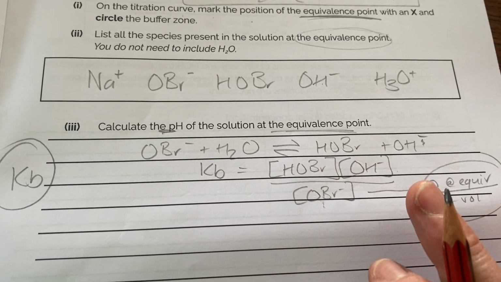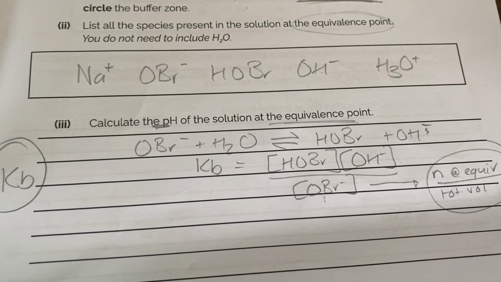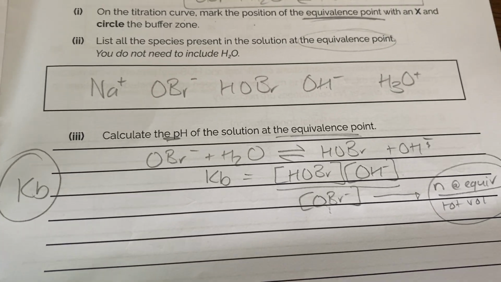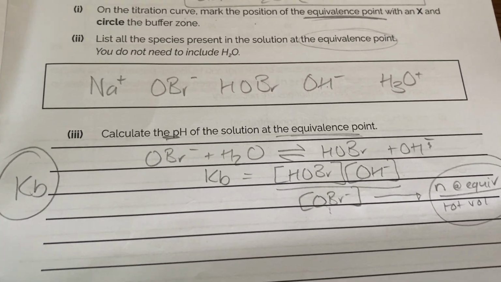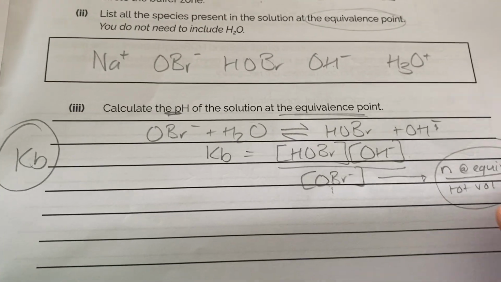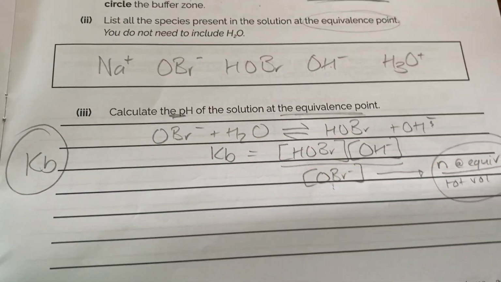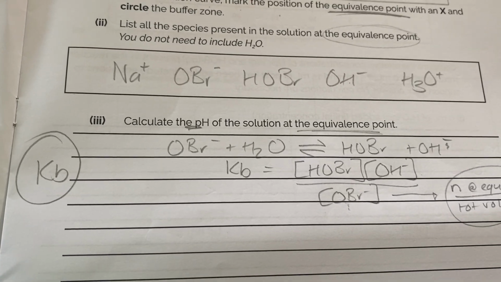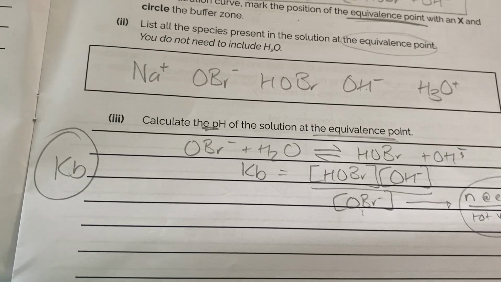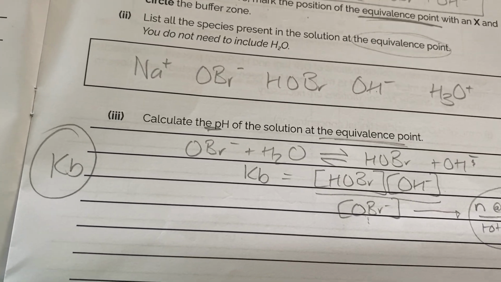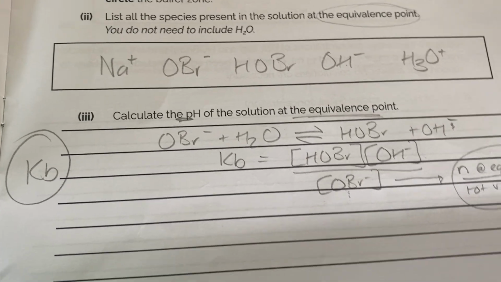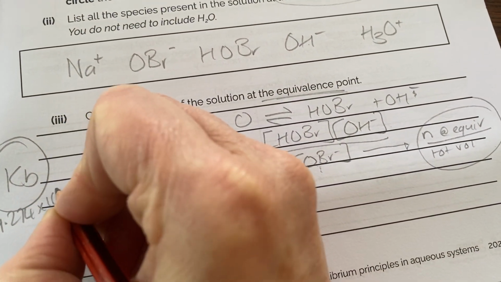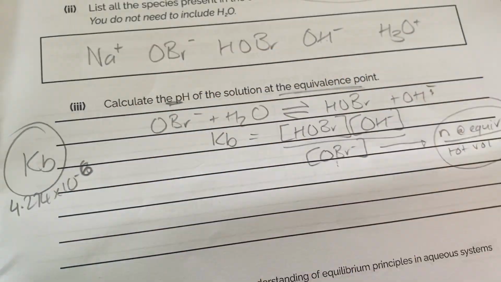Some people didn't ICE. That is actually okay, but at this point it's not necessary. And ICE is necessary at random points along the curve. That makes that a bit easier. But at equivalence, we don't really need to do that. Okay, so my Kb is going to be 1 times 10 to the negative 14 divided by 2.34 times 10 to the negative 9, which is my Ka. So that's going to be 4.274 times 10 to the negative 6.